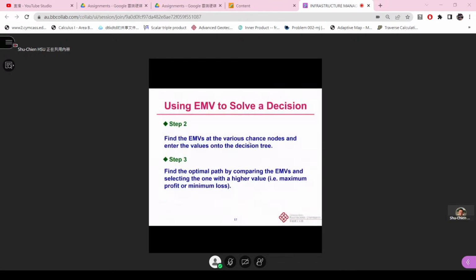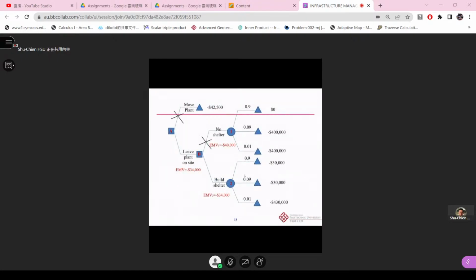In step 2, we find the EMV at the various chance nodes and enter the values onto the decision tree. In step 3, we find the optimum path by comparing the EMVs and selecting the one with the higher value, for example maximum profit or minimum loss. We calculate from the right-hand side to the left-hand side.